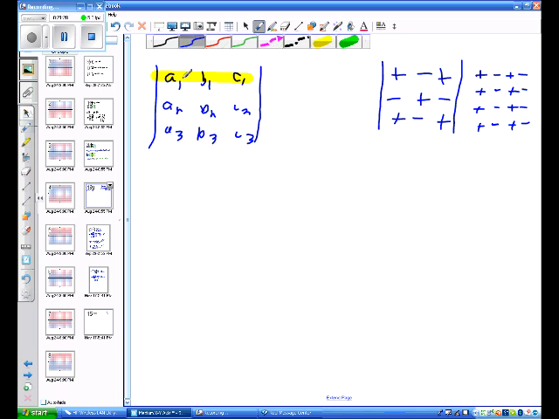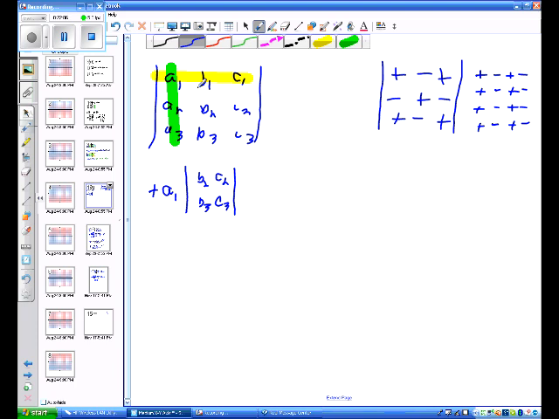So as I do, the sign for the a sub 1 is a plus. So I'm going to put a plus and then whatever my a sub 1 is. Then that's going to be times, and since I'm doing this row, then what I do is I'm going to omit that row and that column that contains the a sub 1. And what I'm left with is a matrix that's a 2 by 2. So that would be b sub 2, c sub 2, b sub 3, c sub 3.